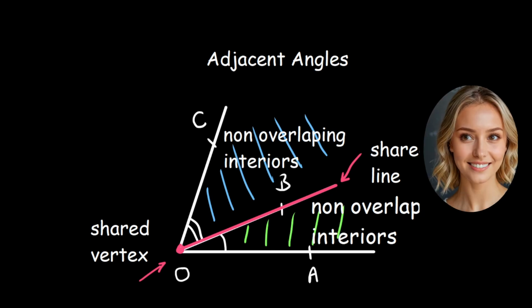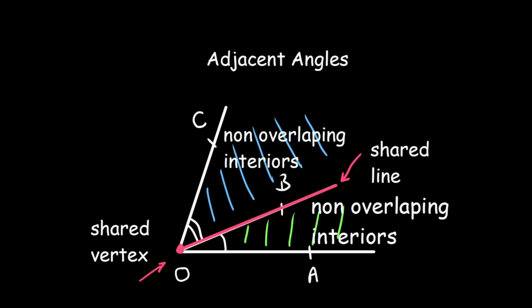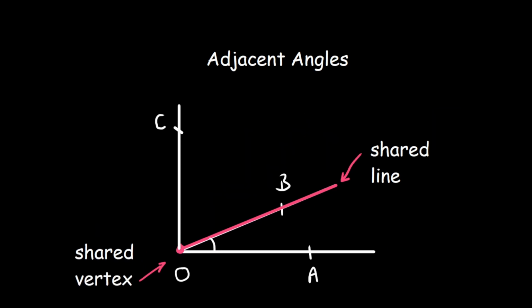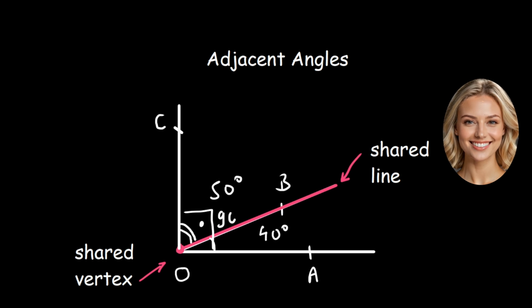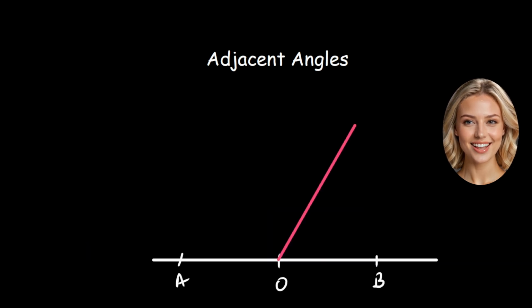Can adjacent angles be classified as complementary angles? Explain your answer. Yes, adjacent angles can be complementary if their measures add up to 90 degrees. For example, two angles measuring 40 degrees and 50 degrees that share a side and vertex are both adjacent and complementary. If two adjacent angles form a straight line, what is the sum of their measures?